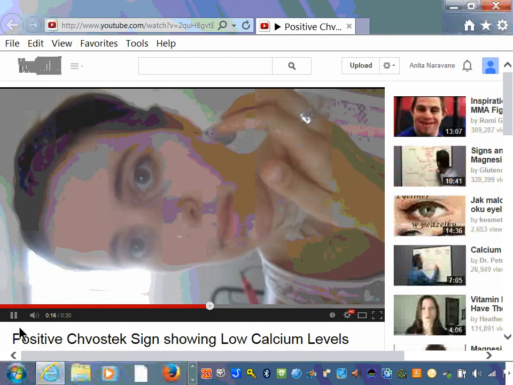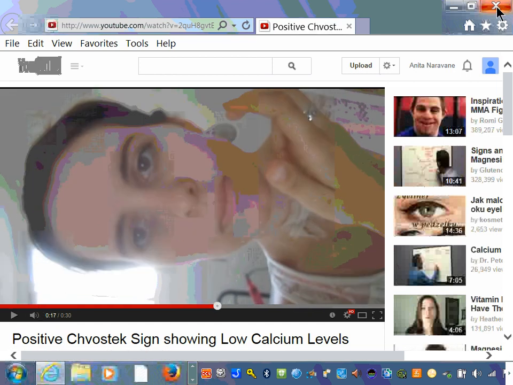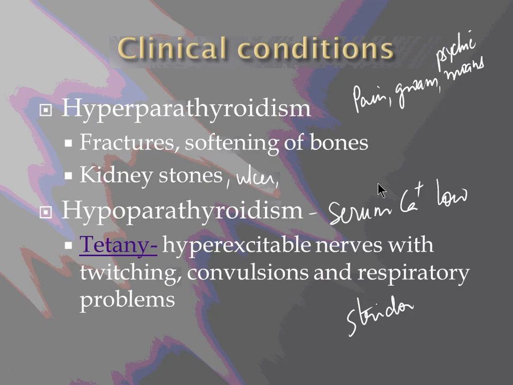Okay, this is a positive chopstick sign. They're just touching the face. Can you see how it's twitching? That's because of the hyperexcitement. Can you see that? I'll turn it off. But you could see how it was hyper touch, and even light touch can bring about hyperexcitable nerve.